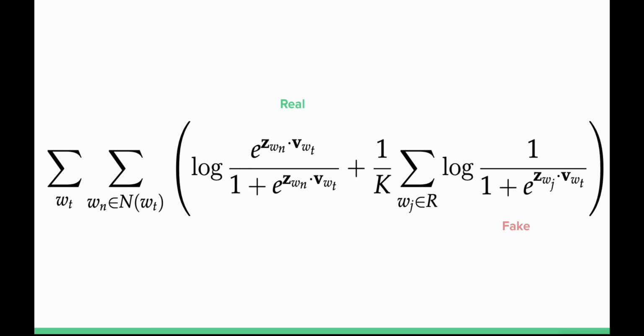This objective is highly scalable. The number of fake examples k mixed in per real example is much smaller than checking every possible pair. Only a small number of negative samples are needed to get high-quality embeddings.